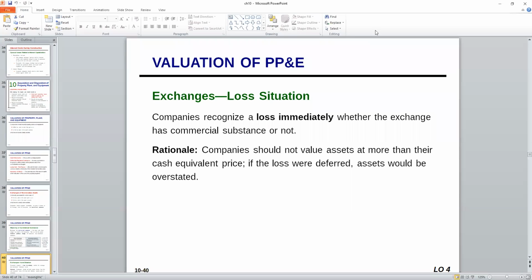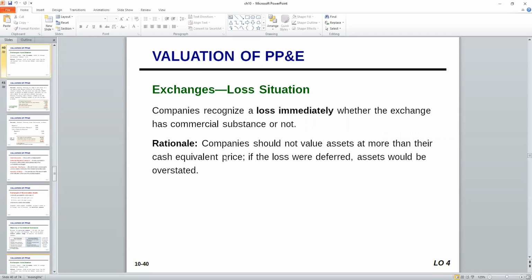So companies recognize a loss immediately, whether the exchange has commercial substance or not. If we know we've had a loss on an exchange, the rationale here is companies should not value assets at more than their cash equivalent price. If losses were deferred, assets would be overstated.